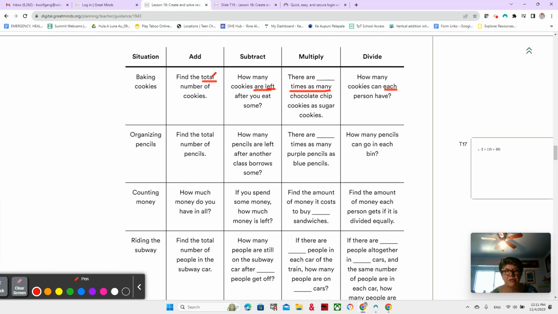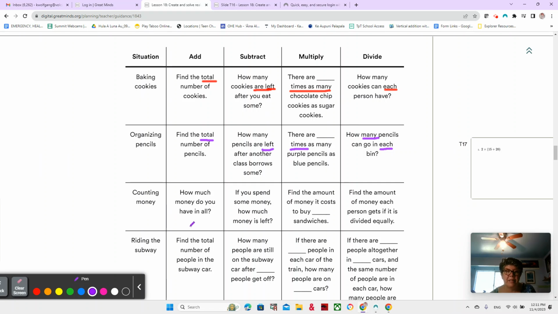All right. So we're looking for some clue words and we're looking for some sentence stems to help us come up with some problems. If you're stuck later on when you're working on problems, come back to this video about 3 minutes and 27 seconds in, which is where we are right now, and you will find some clue words and some examples. All right. How about organizing pencils? Find the total number of pencils. How many pencils are left after another class borrows some? There are blank times as many purple pencils as blue pencils. And how many pencils can go in each bin, right? Because we're breaking them down into bins.